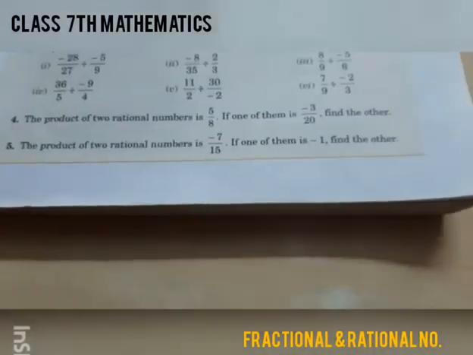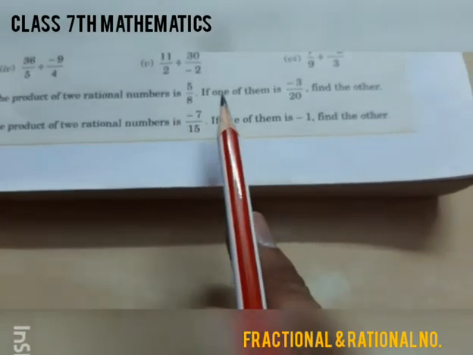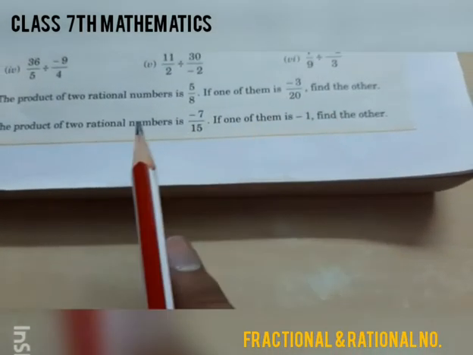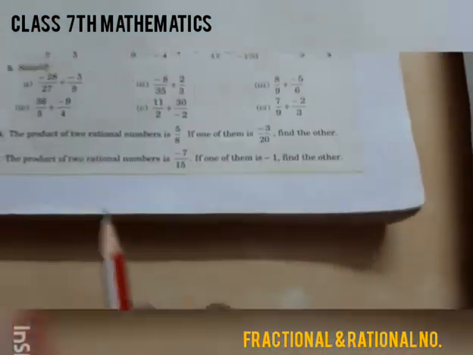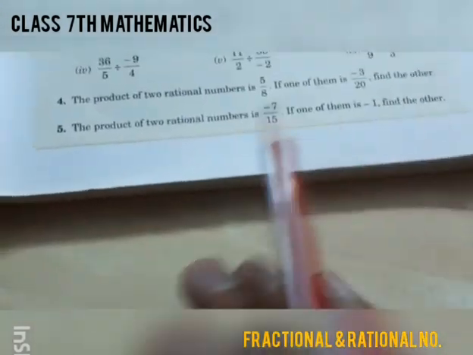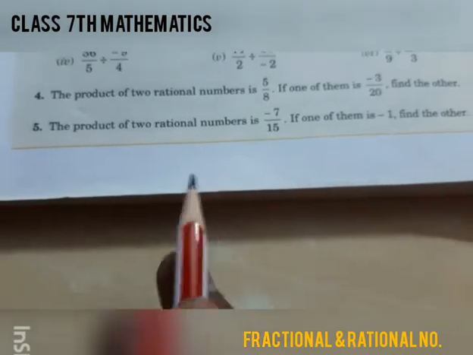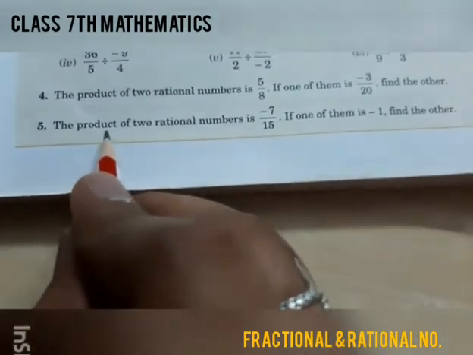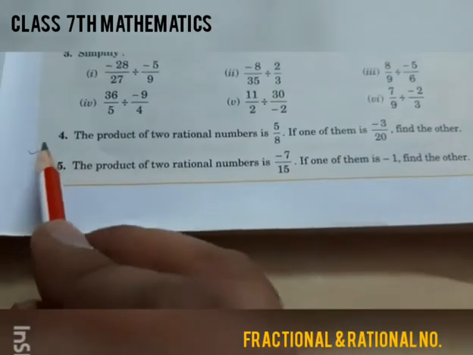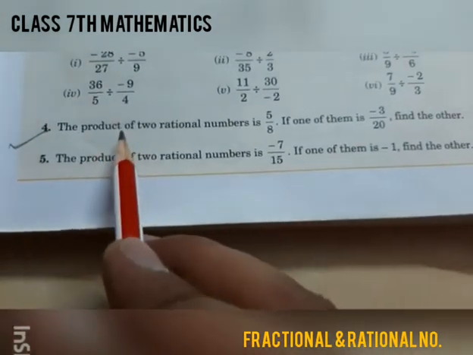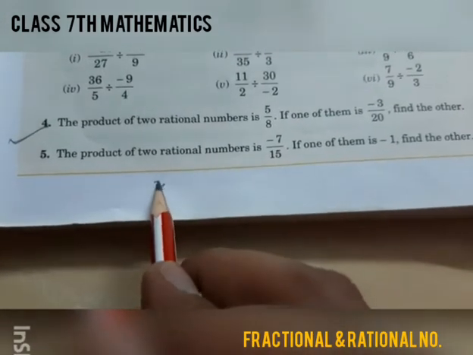Last question, 4. The product of two rational numbers is 5 upon 8. If one of them is minus 3 upon 20, find the other. Now see, this question we have already done. It's the same, but still I am doing it. Read the question twice. Sorry, it's written product, not division. We are doing question number 4. The product is given, not division. So between the two rational numbers, the sign will be that of multiplication.